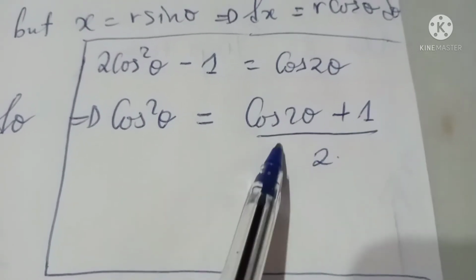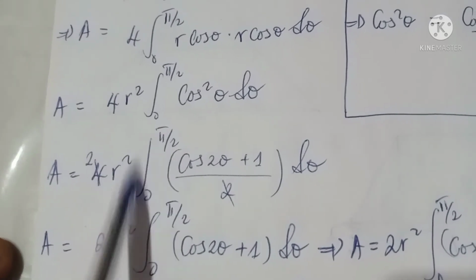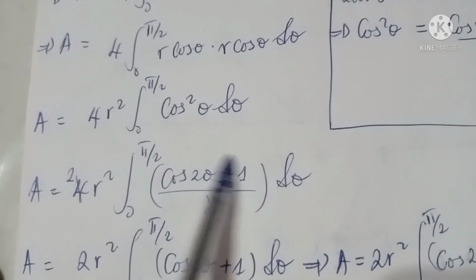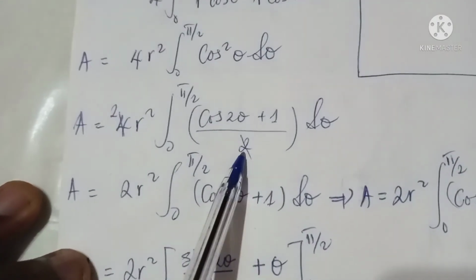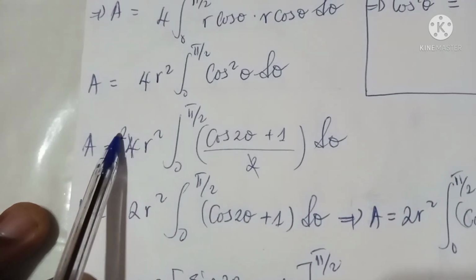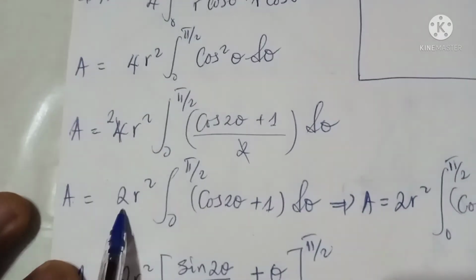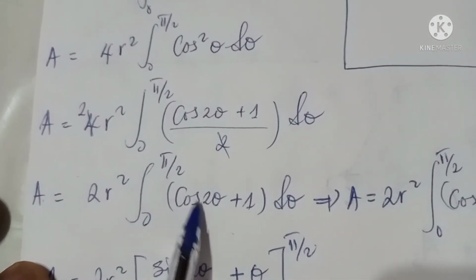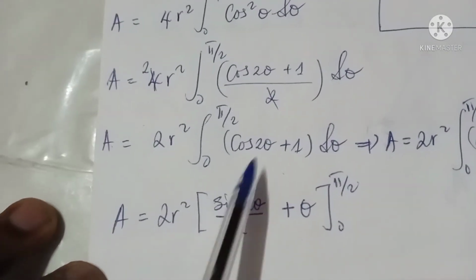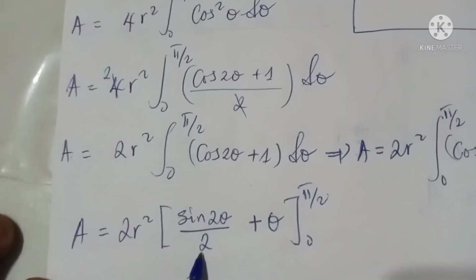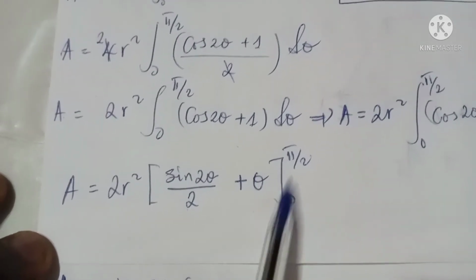We are going to replace this in the expression. Area is equal to 4 radius squared, integral from 0 to pi on 2, cos squared theta replaced by cos 2 theta plus 1 on 2 d theta. 2 is going to cancel with 4, and we are going to have 2 here. So the expression will be simplified now to A equals 2 radius squared, integral of cos 2 theta plus 1 d theta. Now, when you integrate cos 2 theta, we have sin 2 theta on 2. And when you integrate 1, we have theta. So from 0 to pi on 2.